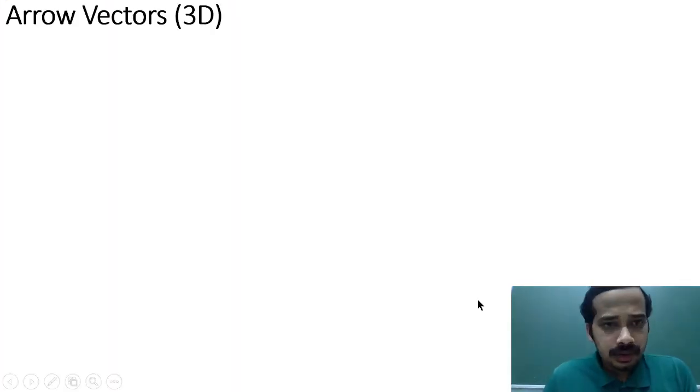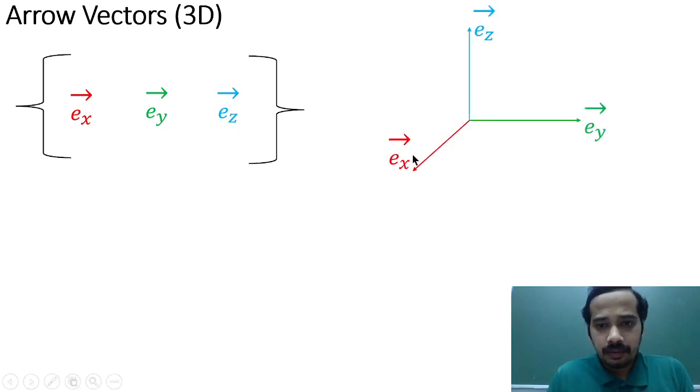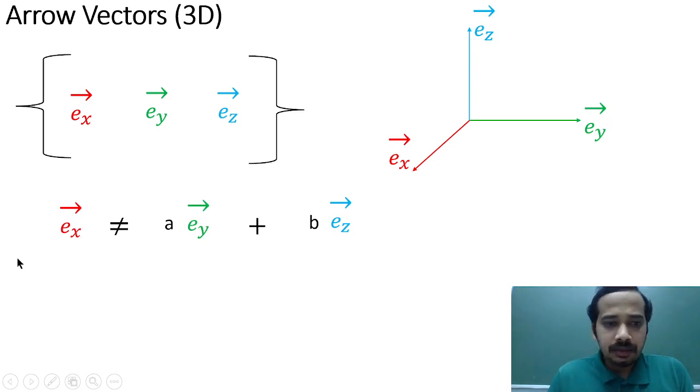Let me take arrow vectors in case of three dimensions. So again, in case of three dimensions, I'll take three unit vectors Ex, Ey, Ez, orthogonal to each other. I'm going to draw them symbolically, Ex, Ey, Ez. Any one of these unit vectors cannot be obtained by linearly combining the other two unit vectors, where a and b are scalars here. If you combine Ey and Ez, you will get a vector in the zy plane. You will never generate the Ex vector.